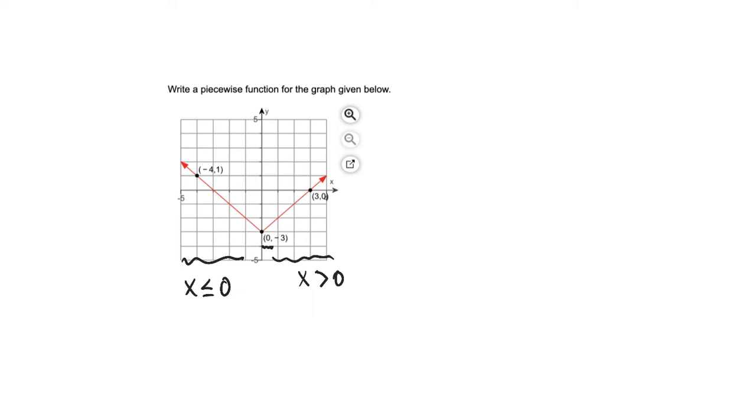Now, I'll accept it both ways. If you said x is greater than or equal to 0 and x is just less than 0, same thing. All right, so our right side we'll say is just greater than 0. Left side is less than or equal to 0. Now we just got to find our slope, right? So the line over here, right, has a slope of up 1 to the right 1. So this is m equals 1. And then our y-intercept is our b value, which is -3.